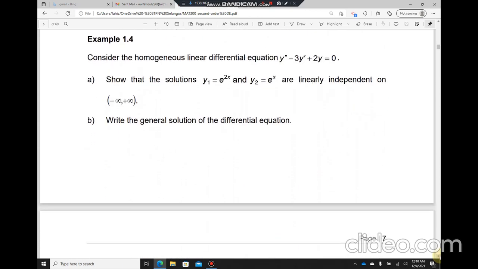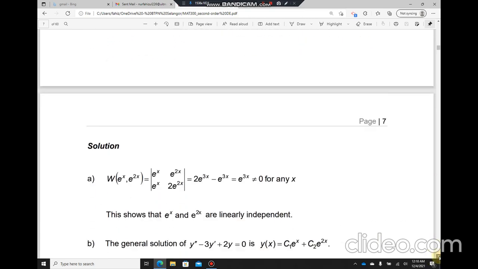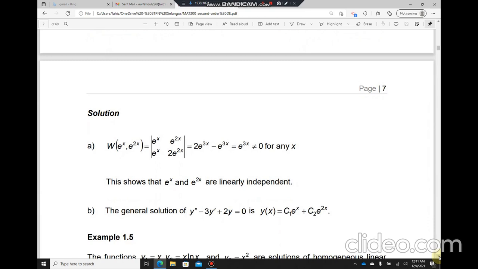Okay, let me discuss example 1.4. Consider the homogeneous linear differential equation y double prime minus 3y prime plus 2y equals to 0. So yang ni adalah linear differential equation dan dia adalah homogeneous. Why homogeneous? Because it is equals to 0. Okay, show that the solutions y1 equals to e^2x and y2 equals to e^x are linearly independent on interval negative infinity to infinity, and then write the general solution of the differential equation. So soalan ni, example ni, dia suruh kita tunjukkan yang solution ni adalah linearly independent. Okay, so macam kita cerita tadi, kita boleh guna Wronskian.